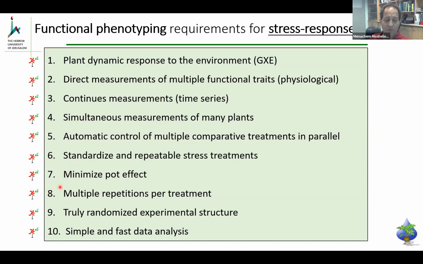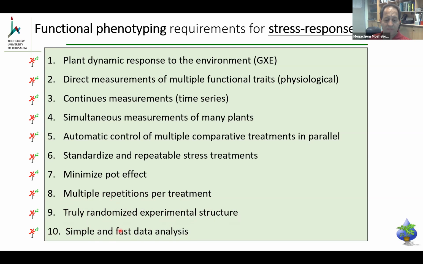We also want to have these three. I didn't talk about 8, 9, and 10, so I will mention them now. We want to have multiple repetitions, okay? Statistics is very important. So for each plant, in our lab, we do at least 5 or even 6 biological repetitions for each treatment. We want to have a truly randomized experimental structure, okay? We don't want to take the environmental effects, so randomization is very important.